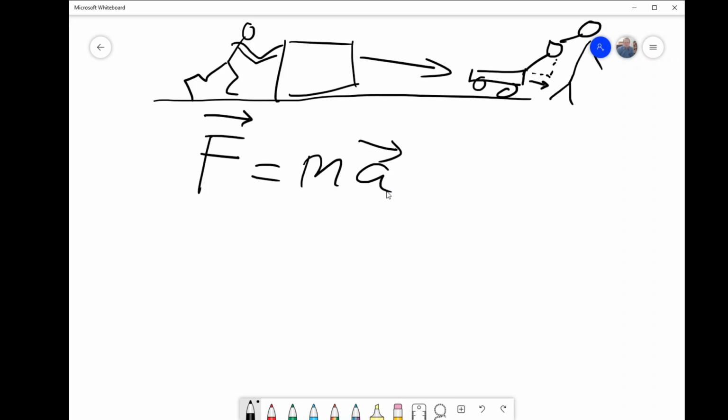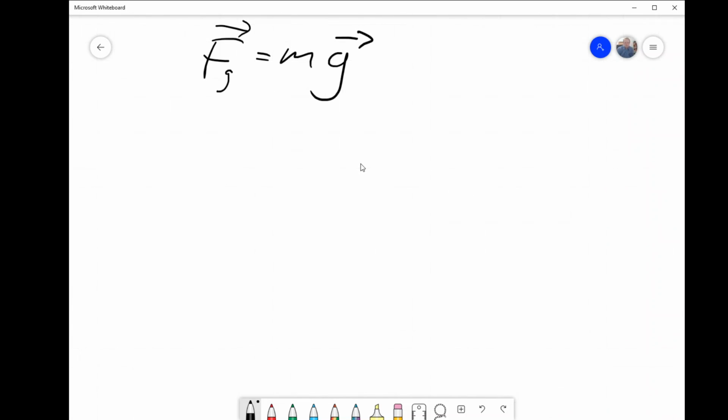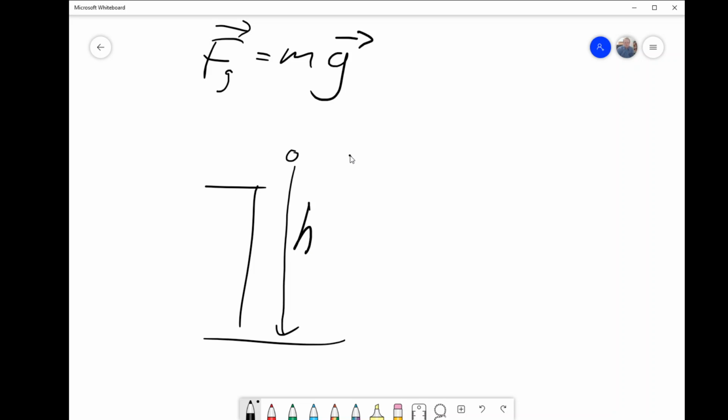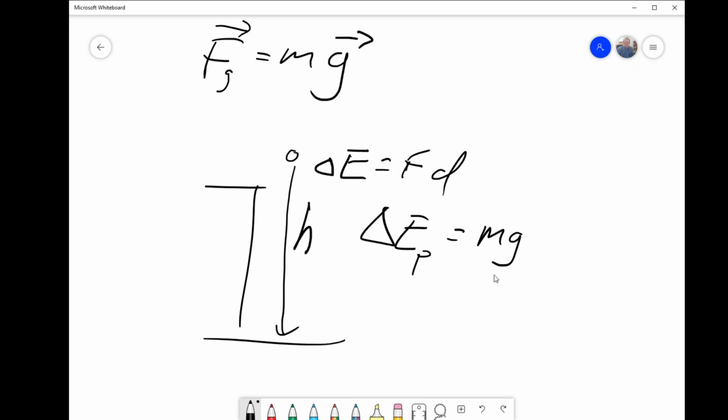So F equals ma. If we're talking about the force of gravity, well, the acceleration due to gravity is a lowercase g. So our potential energy is really how much work gravity will do on an object if it falls through a height h. Right? The change in energy is force times distance. But when we're talking about the change in gravitational potential energy, the force applied is mg, and the distance traveled is the height h.